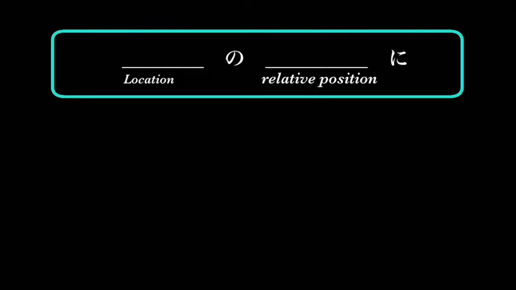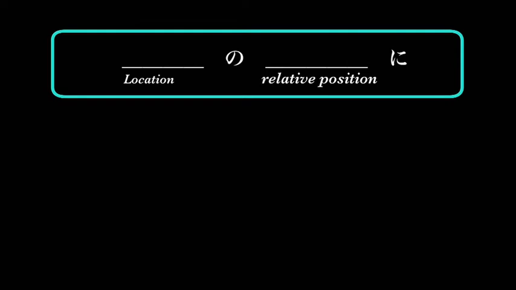In this lesson, we're going to discover how to explain where something is in relation to something else. In Japanese, we start with the location. In English, if we say in the box, the location will be the box. On the table, the location would be the table.